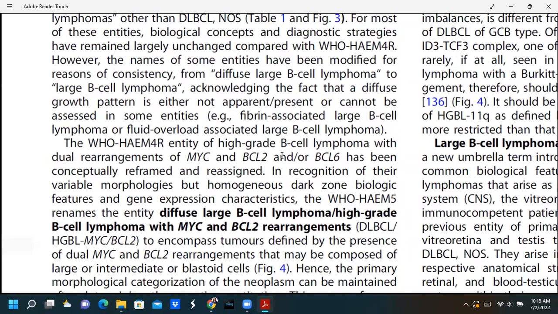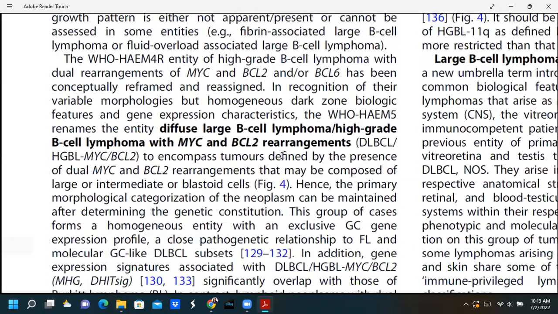The 4R entity of high-grade B-cell lymphoma with dual MYC BCL2 and BCL6 has been conceptually reframed and reassigned in recognition of the variable morphologies but homogeneous dark zone biologic features and gene expression characteristics. The WHO Heme5 renames it as diffuse large B-cell lymphoma or high-grade B-cell lymphoma with MYC and BCL2 rearrangements, DLBCL/HGBL MYC/BCL2, to encompass tumors defined by the presence of dual MYC and BCL2 that may be composed of large or intermediate blastoid cells. So now this is the new nomenclature.